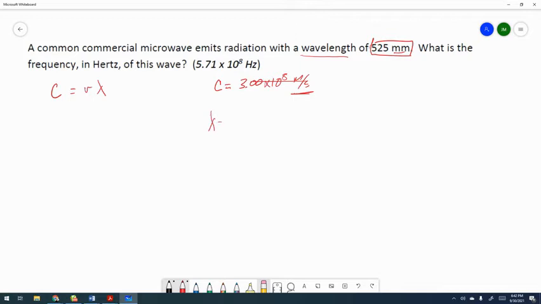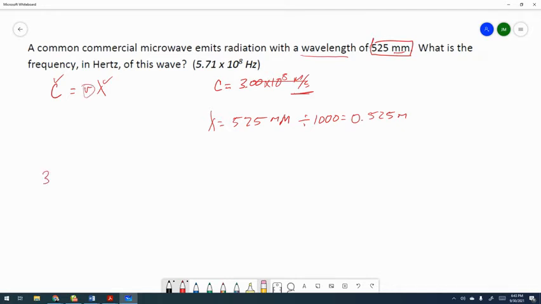Right now our wavelength is 525 millimeters. We want to convert that to meters. To get from millimeters to meters, we need to divide that by 1,000, to give us 0.525 meters. All right, now we've got a c, we've got a wavelength, so now we can solve for frequency.